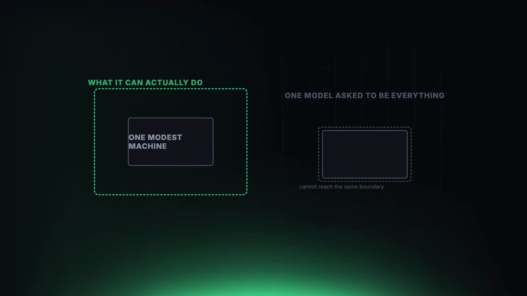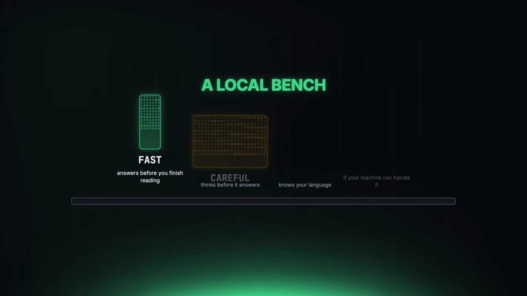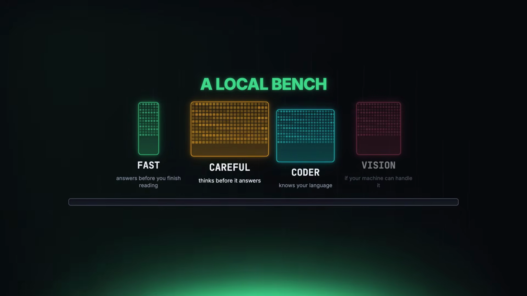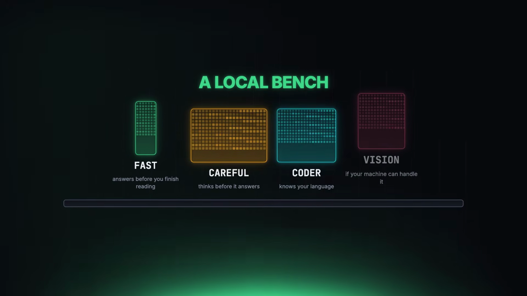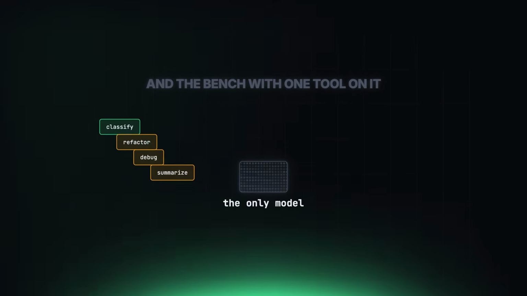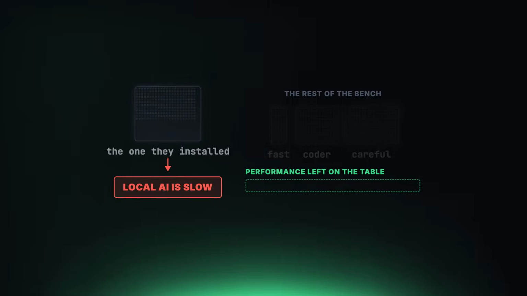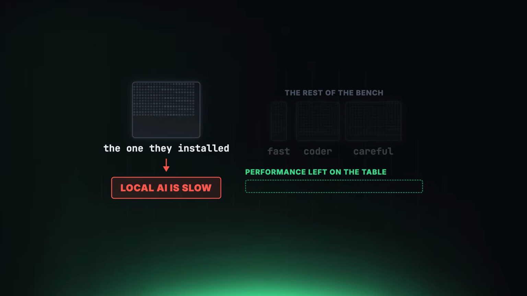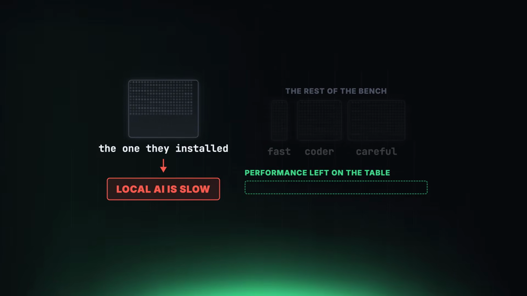You do not ask one model to be everything. You build a local bench: fast model, careful model, coder model, vision model, if your machine can handle it. Then you pick the tool based on the job. That sounds obvious, but most people do not do it. They install one model, judge all of local AI through that one model, and leave performance on the table.